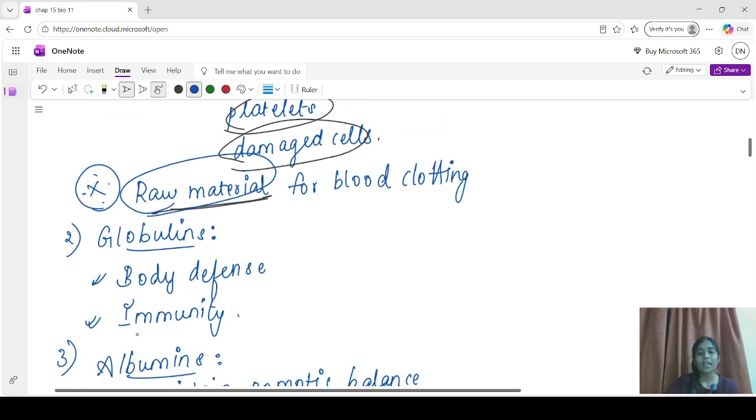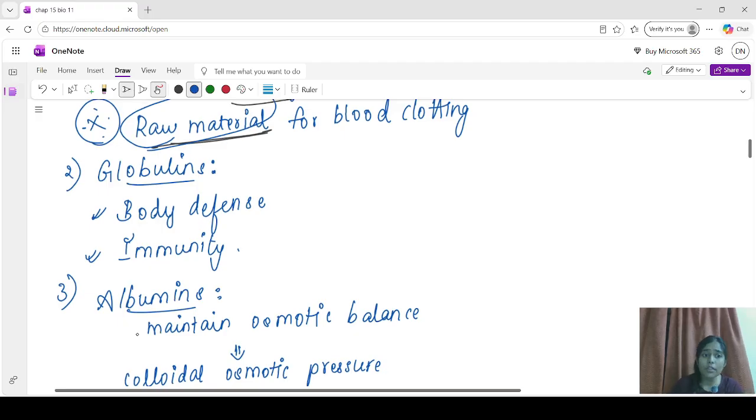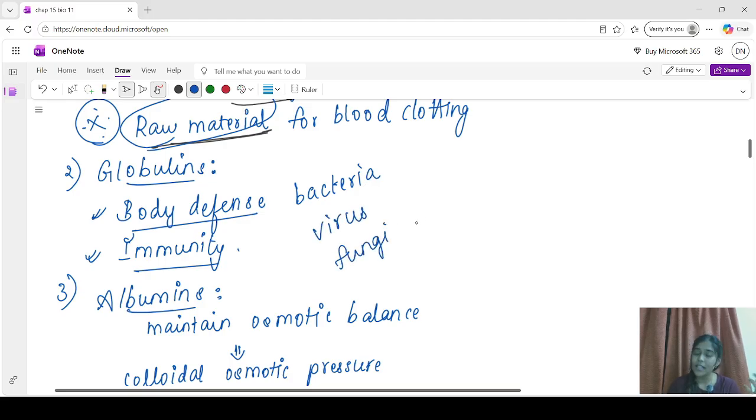Now globulin. What is the main function of globulin here? Body defense and immunity. The body continuously faces attack from what? Bacteria, viruses, fungi, and some kinds of toxins, etc. So globulin participates in immune defense.